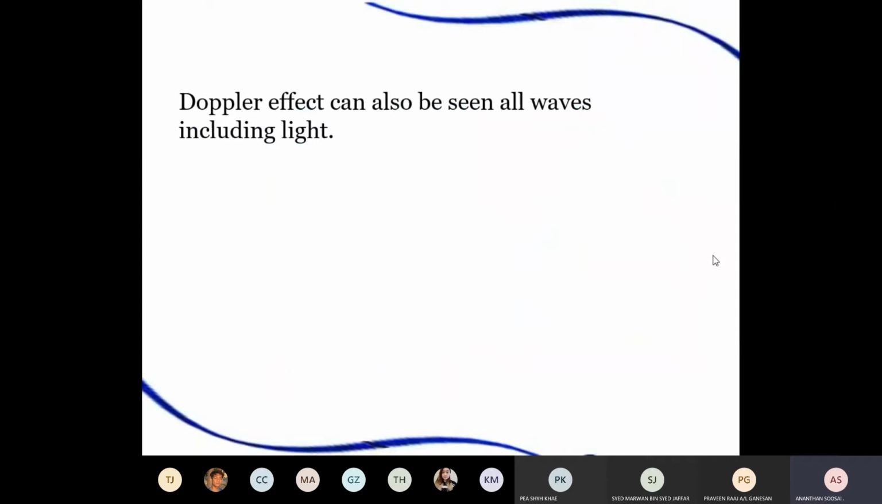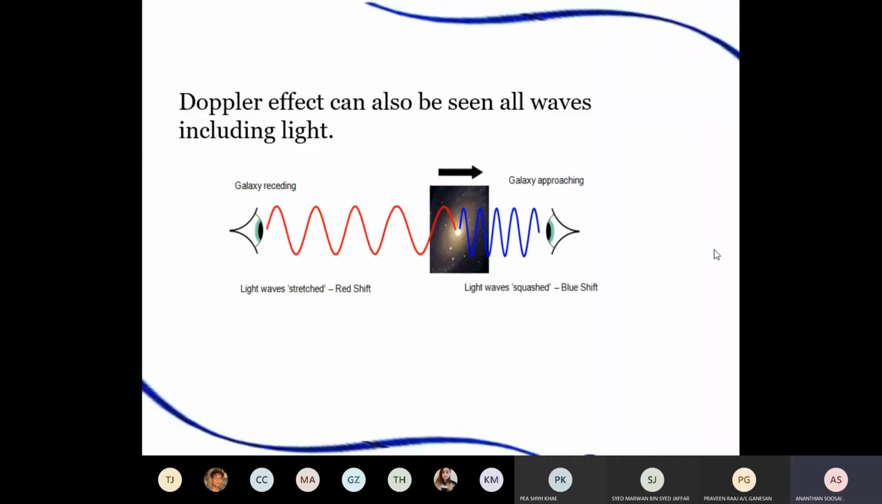Now, the Doppler effect can also be seen in all waves, including light. Light also experiences the Doppler effect. A change in wavelength is observed. Has anyone heard of redshift, blueshift? What is redshift? It means the light is going towards the lower frequency of the spectrum. Good, lower frequency, red shift.